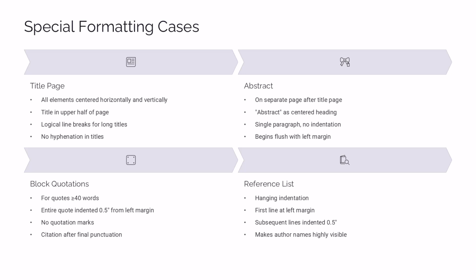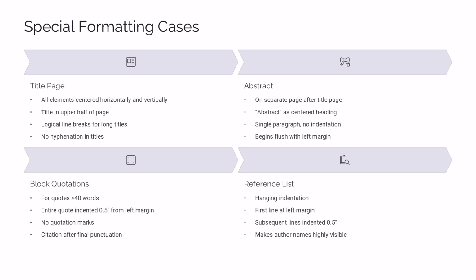Reference list formatting uses hanging indentation, which is the reverse of normal paragraph indentation. In hanging indentation, the first line of each reference begins at the left margin, while subsequent lines indent 0.5 inches. This formatting pattern makes author names highly visible and helps readers scan the reference list efficiently to locate specific sources.